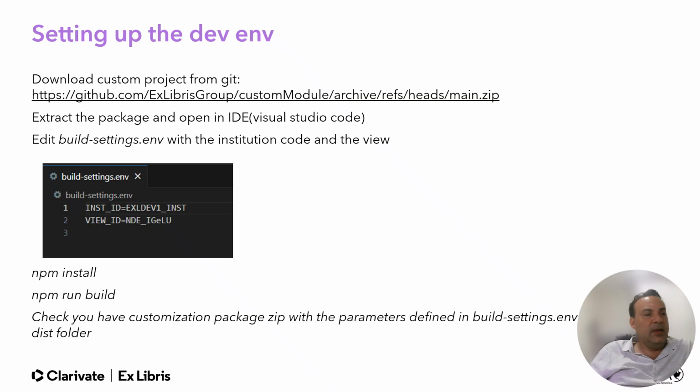Once the npm run build runs, we will see that the build setting environment is configured correctly. We will see a zip folder under the distribution package of the development environment, with the zip file that we can directly upload as a customization package.